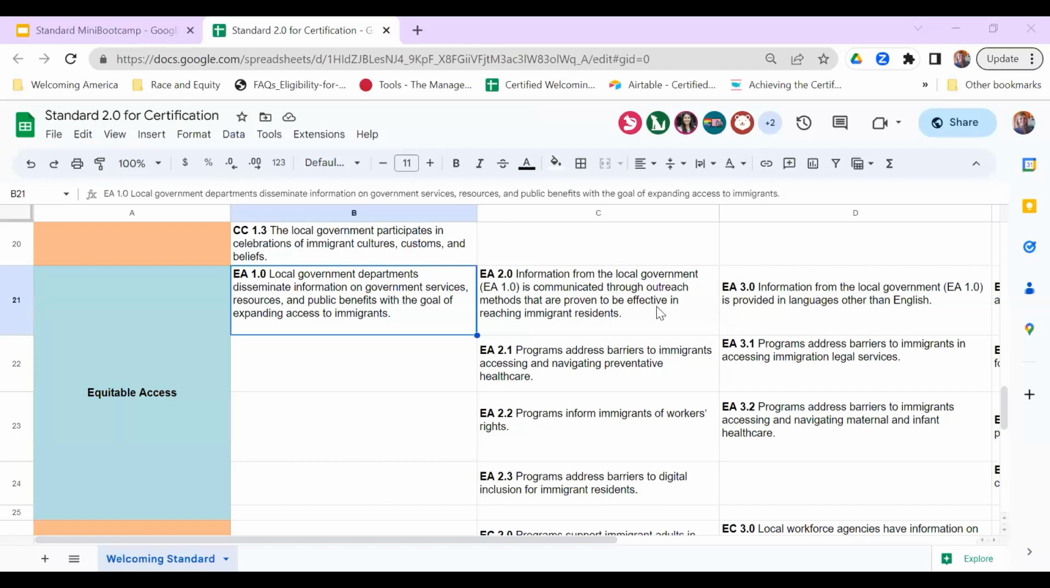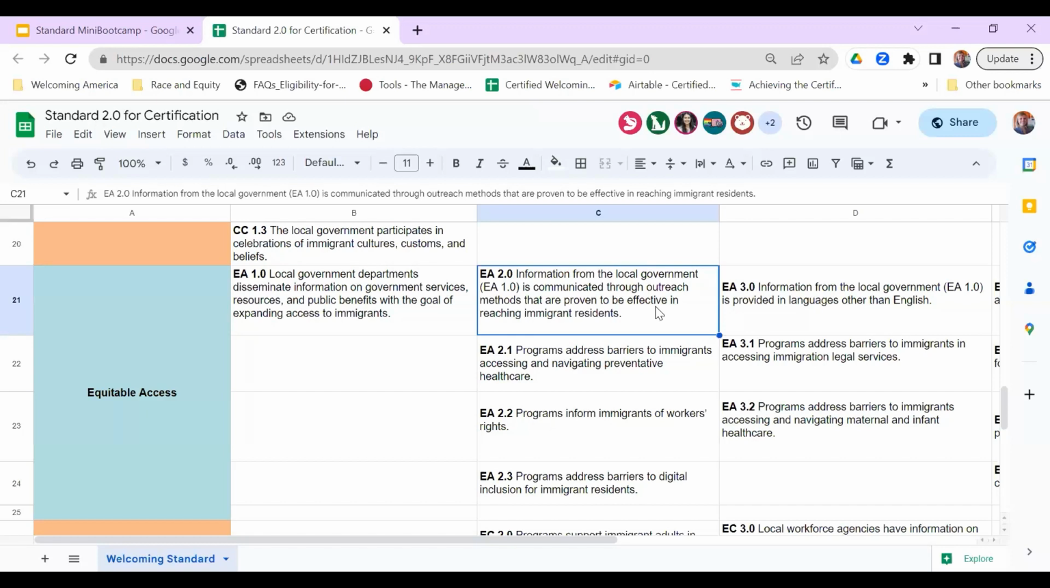Here, moving up to the 2-star on that is that you're communicating through outreach methods that are proven to be effective in reaching immigrant residents. So the 1st star is that you've set your goal, right? That your goal is to expand access with your information. And now you're really able to demonstrate that, yes, this is effective. We're able to demonstrate that.